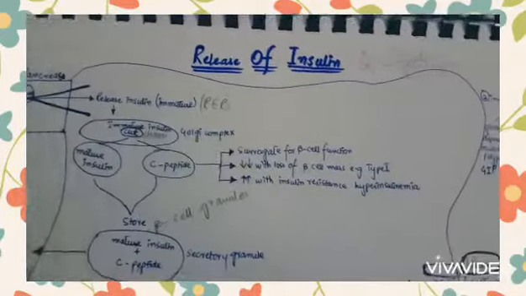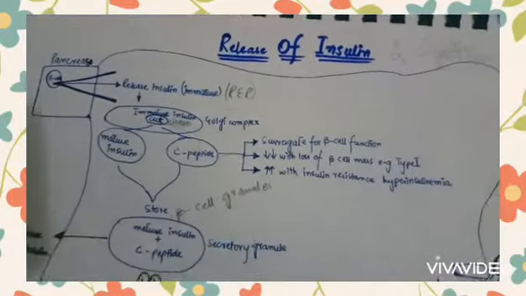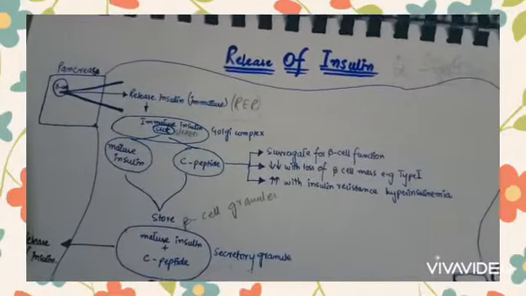The pancreas consists of the endocrine portion as well as the exocrine portion. The beta cells are part of the endocrine portion.